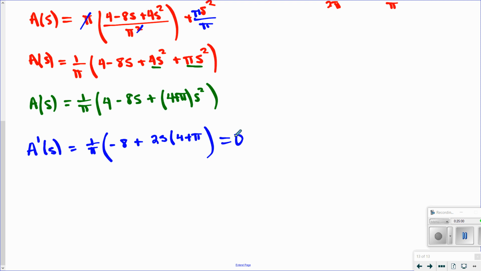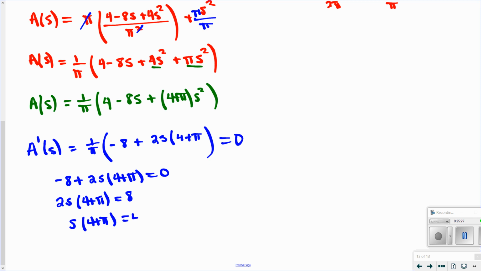Now if you were to multiply pi to both sides to get rid of that 1 over pi, 0 times pi is still 0. So this is going to be negative 8 plus 2s times (4 plus pi) equals 0. Of course, I'm going to add my 8 over and divide by 2. And then s is going to be 4 divided by (4 plus pi).